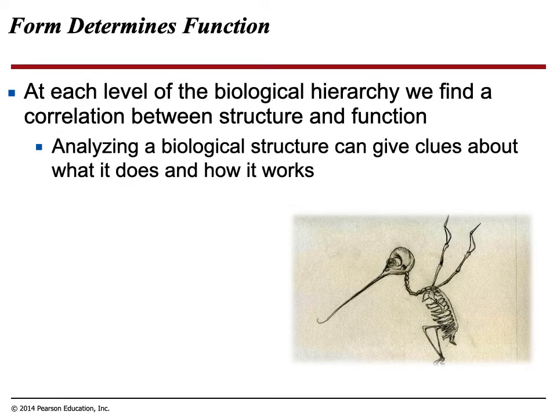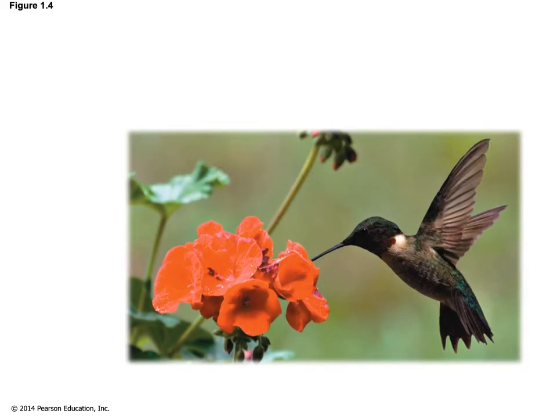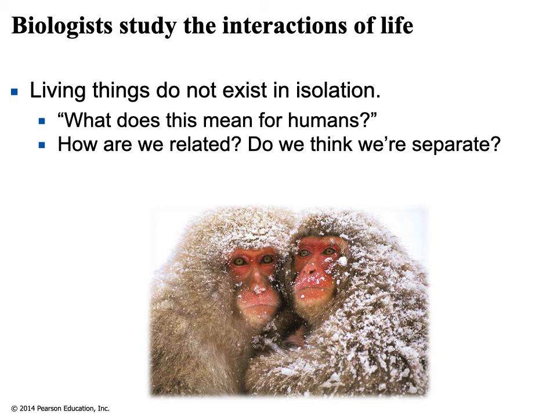So what that means in biology is that form determines function. At every level of a hierarchy, we want to look at the form, the physical structure of something, be it a molecule or a feather, and that will help us understand how it works. So hummingbird, their anatomy teaches us how they can hover and beat their wings so fast. Basically, their entire wing is the hand. It's elongated. Biologists also study the interactions of life.